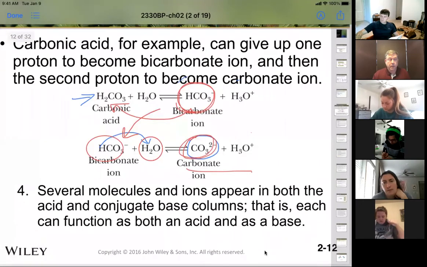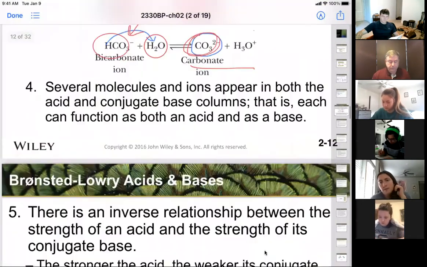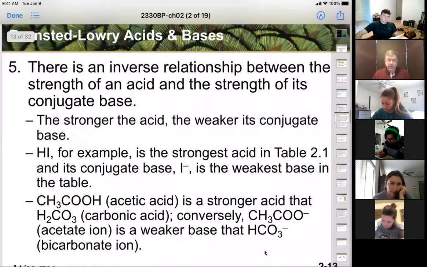Okay. All right. So that gives rise to that inverse relationship between acid strength and the strength of the conjugate base. Strong acid, weak conjugate base. Weak acid, strong conjugate base.